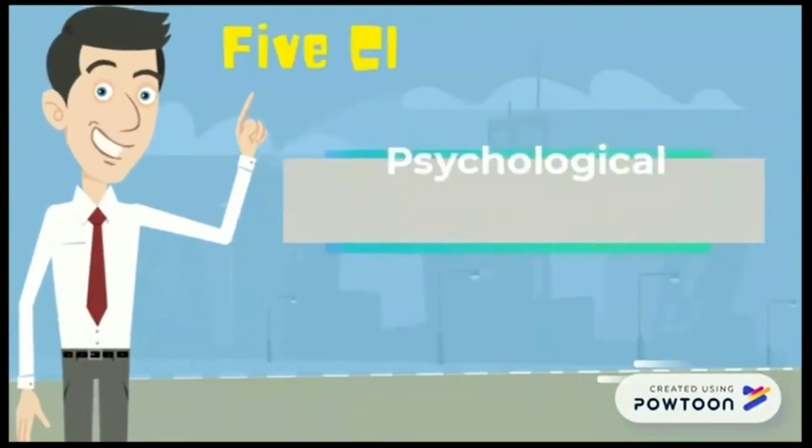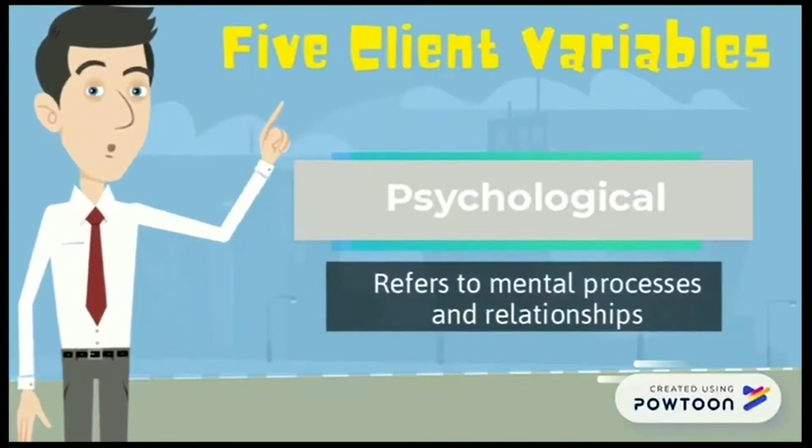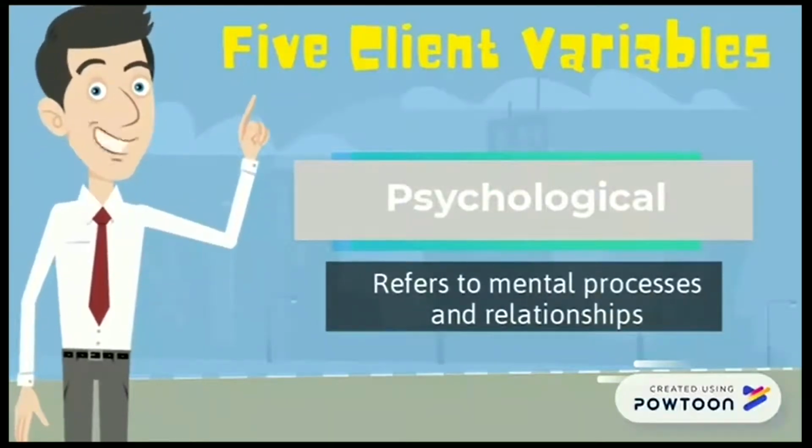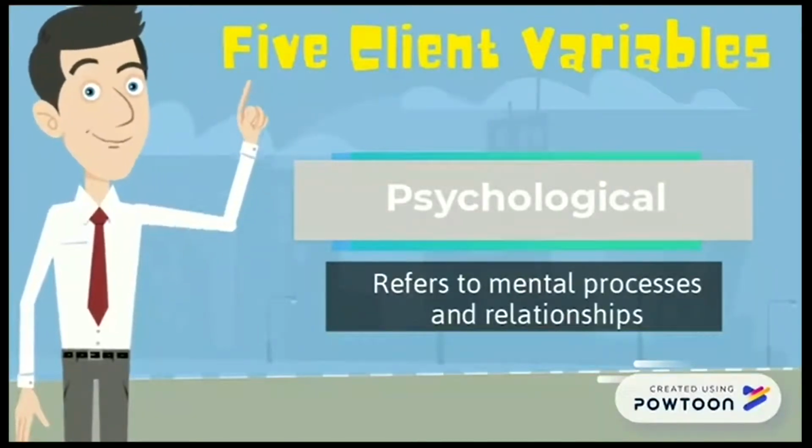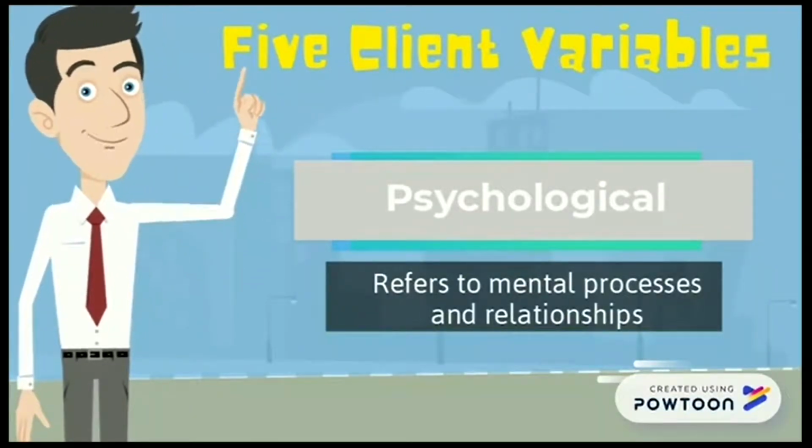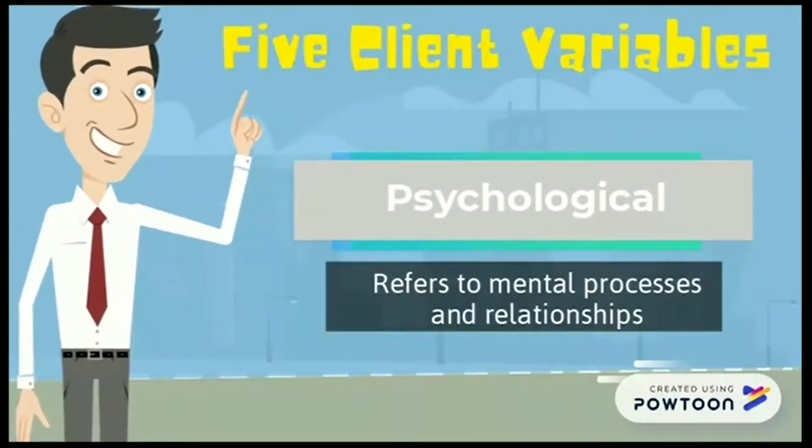The second client variable is psychological. It refers to mental processes, relationships, and emotions. Examples are attitudes, values, expectations, behavior and coping patterns, and conditional responses.